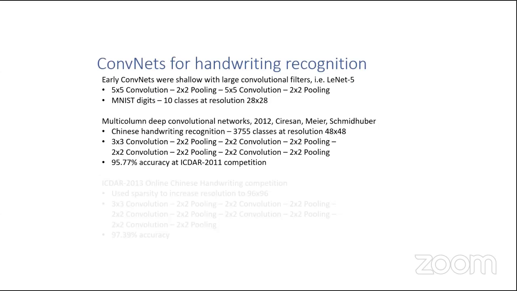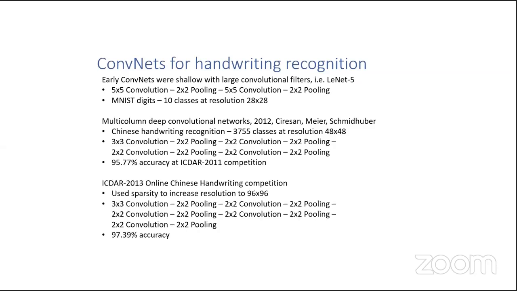Chinese handwriting recognition is a much more challenging version of the handwriting recognition problem. There are far more character classes, and there's much more fine detail to process. In a bid to extend convnets to this setting, Ciresan, Meier, and Schmidhuber developed deeper convolutional networks with larger input fields and much smaller convolutional filters. They achieved an accuracy of 95.77% at the ICDAR 2011 Chinese handwriting competition.